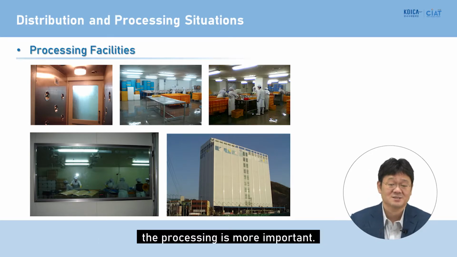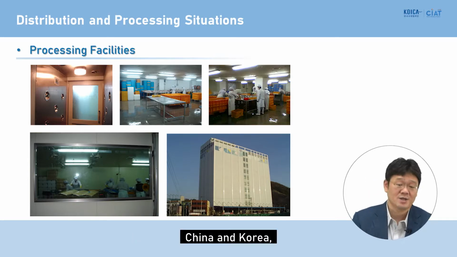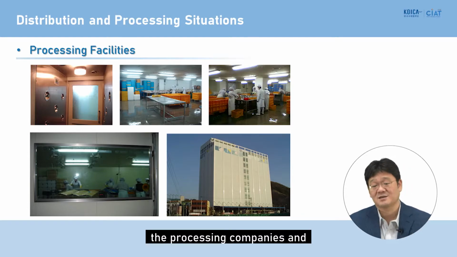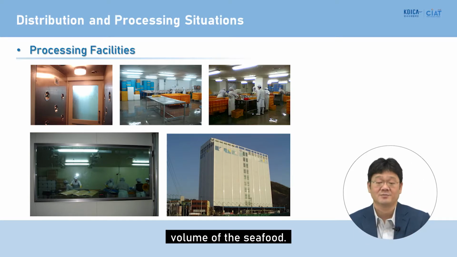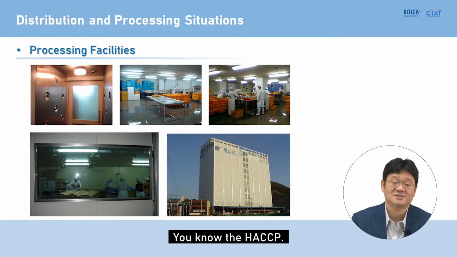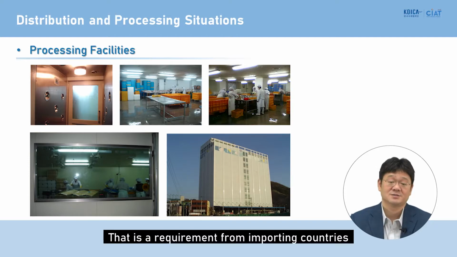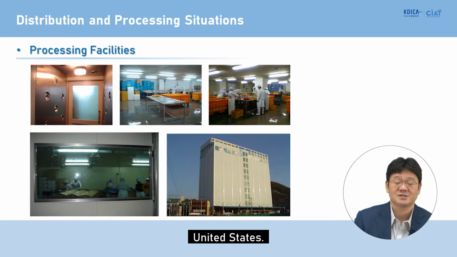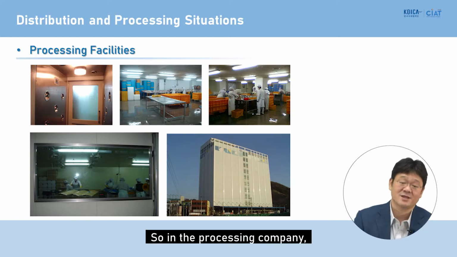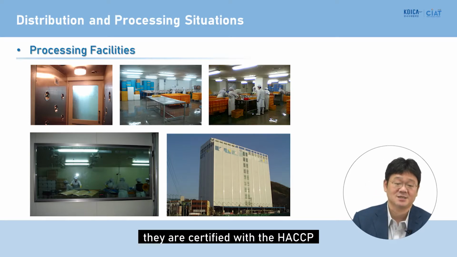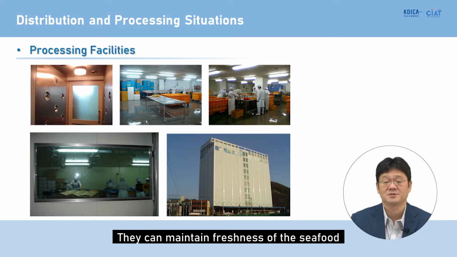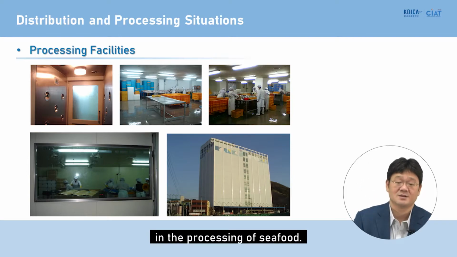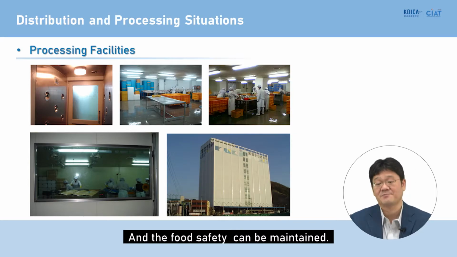As I mentioned before, processing is more important. China and Korea are increasing the number of processing companies and factories in order to process the volume of seafood. You know HACCP, that is a requirement from importing countries such as European countries and the United States. So the processing companies are certified with HACCP. It means that they can maintain the freshness of the processed seafood, and also the food safety can be maintained.